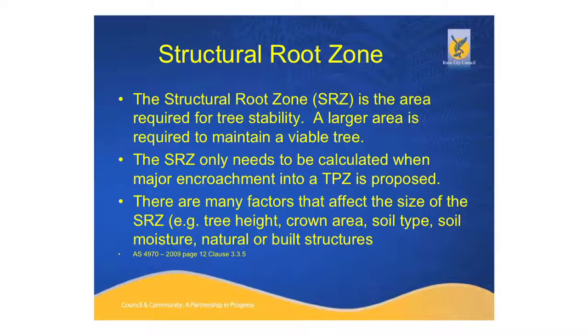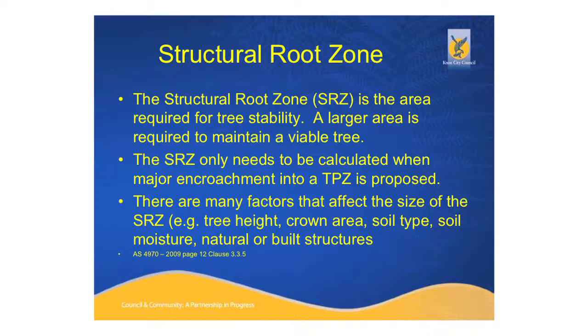Now, I think what we need to remember, and again this is from page 12 of clause 3.35 of the Australian Standard, there are many factors that affect the size of the structural root zone: tree height, crown area, soil type, soil moisture, natural or built structures. This is also true for the root system in general. One of the things I often come across is that people draw a circle, so they've got the radius and they draw a circle around the tree, and that's what they work with. It has no bearing on where the root system is, and I'll explain why later.